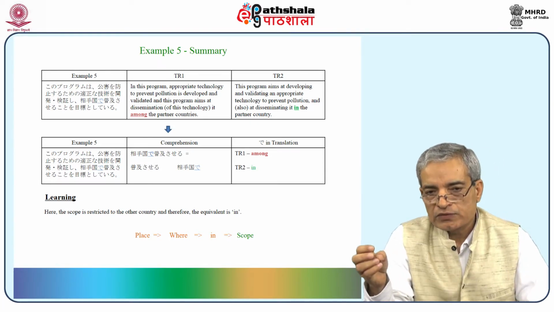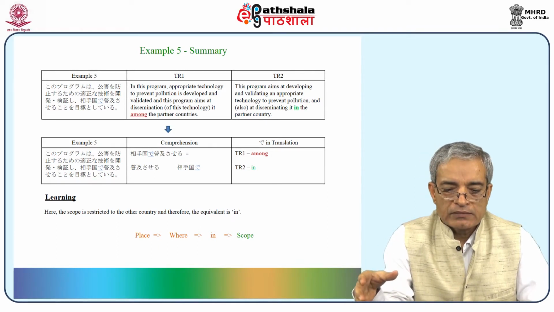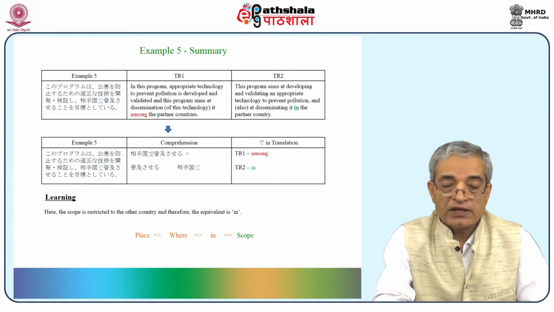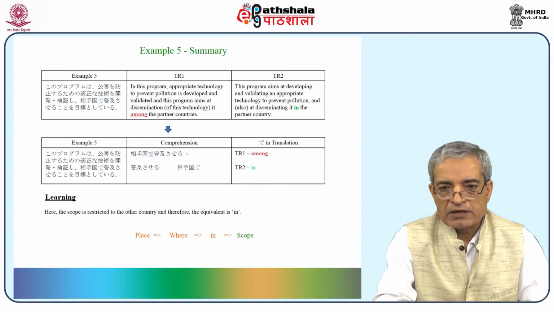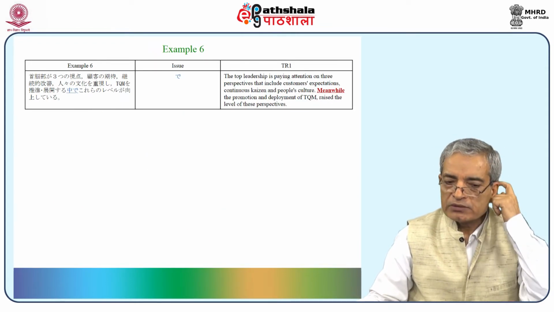In this case, this was referring to place. The hint used was where. The output came as in. That means limited in the other country, and in becomes the equivalent. Again, it is referring to scope. And let's see the last example, the sixth example.